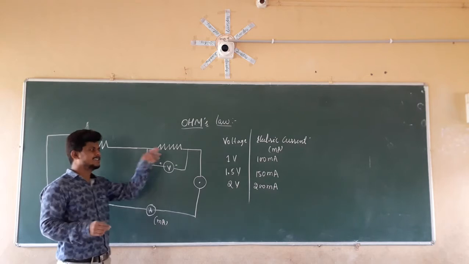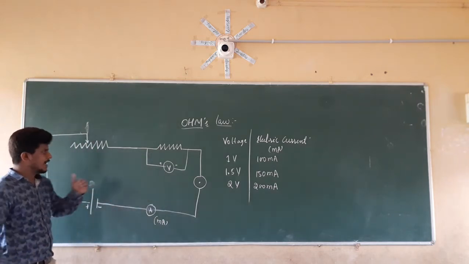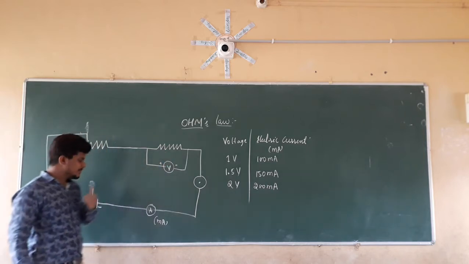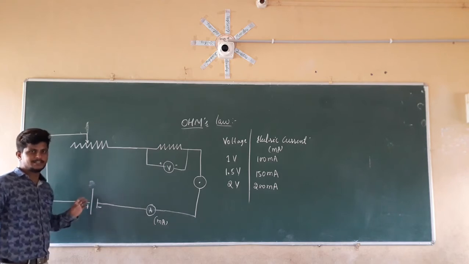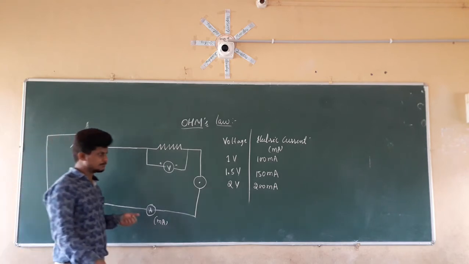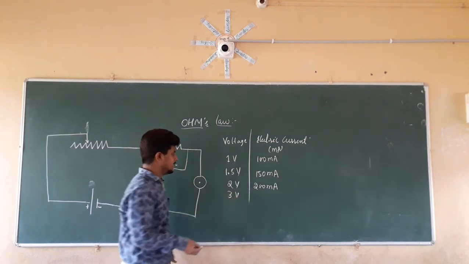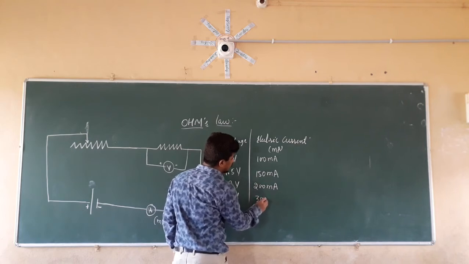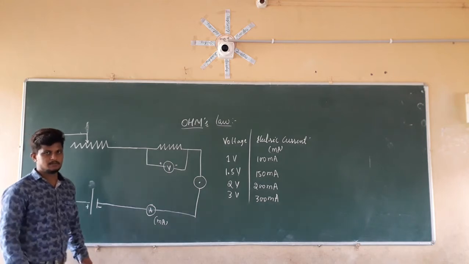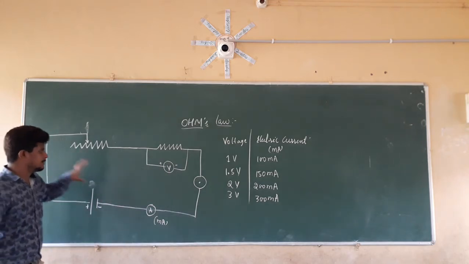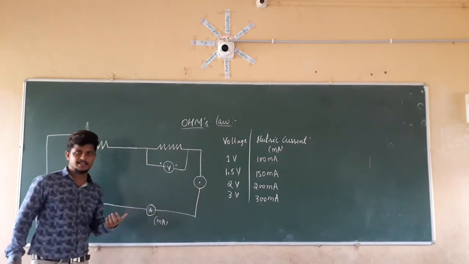Remember, here we are not changing the resistance, we are not changing the rheostat, also we are not rotating the rheostat. What we are changing here is just the voltage. We are just increasing the voltage. In the same way, if you increase that voltage to 3 volts, the electric current flowing through that circuit becomes 300 milliamperes. This experiment was done by Ohm. Because of that reason, this is known as the Ohm's law apparatus.